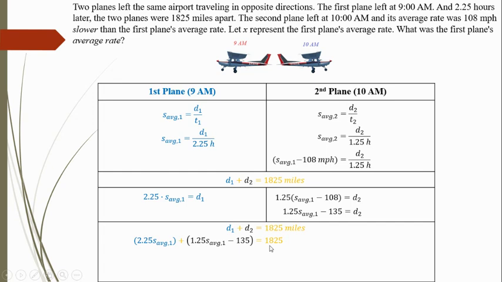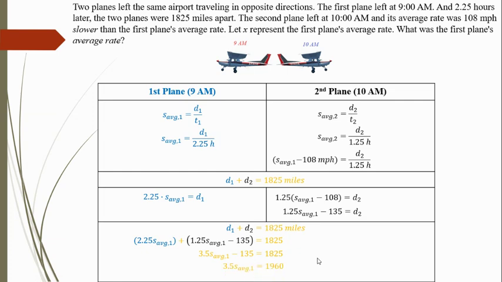Here we can simply combine like terms. This is what it'll look like. 2.25 S average 1 plus 1.25 S average 1 will give us 3.5 S average 1. And don't forget to carry down the negative 135. Here, algebra steps: we're going to move the negative 135 to the right side of the equal sign, which will change sign. So now we're going to end up adding 135 to both sides.